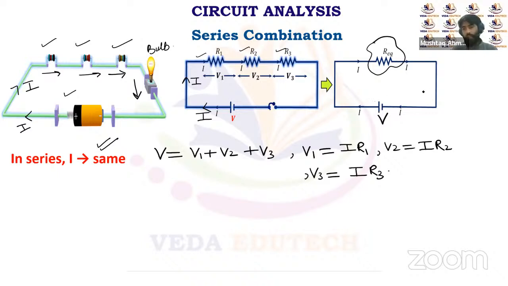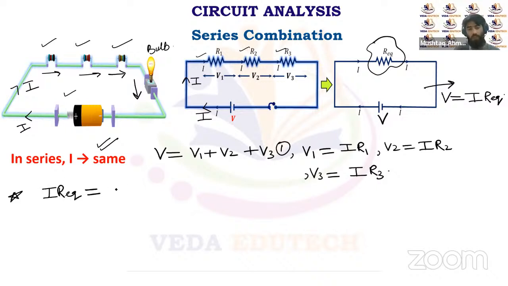So in this circuit, the potential difference will once again be V, which is equal to I multiplied by R equivalent, right? Now we can substitute V, V1, V2, and V3 in this equation. V is equal to I multiplied by R equivalent, and that will be equal to IR1 plus IR2 plus I multiplied by R3, right?